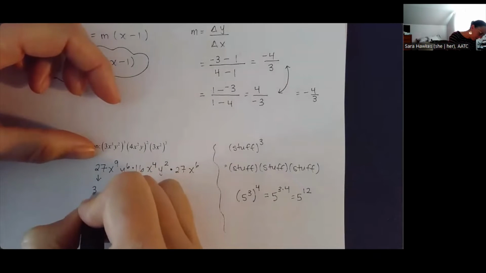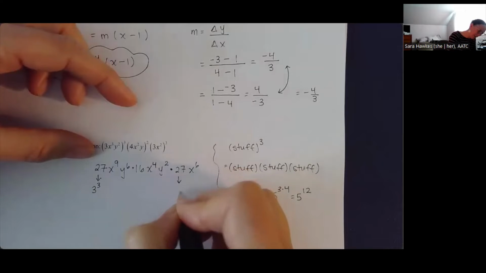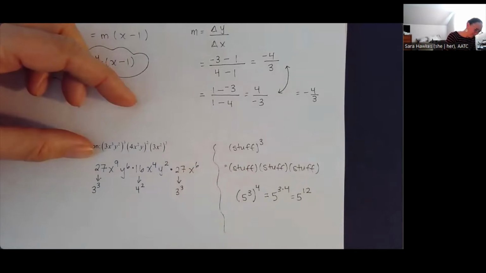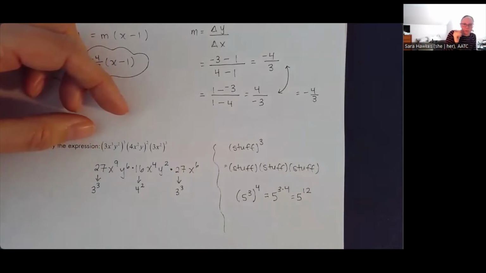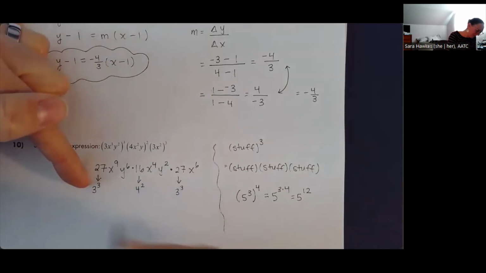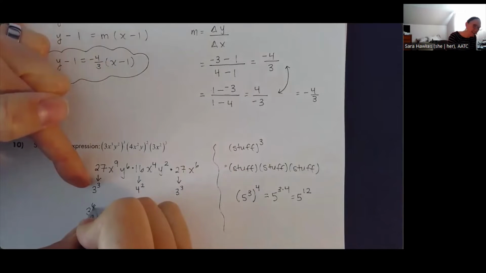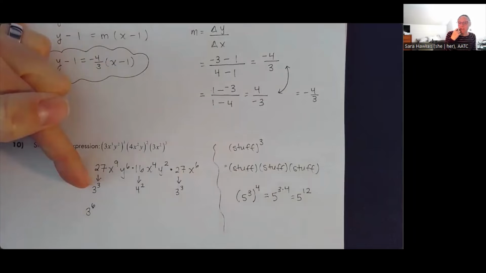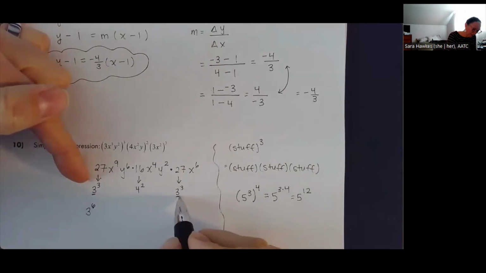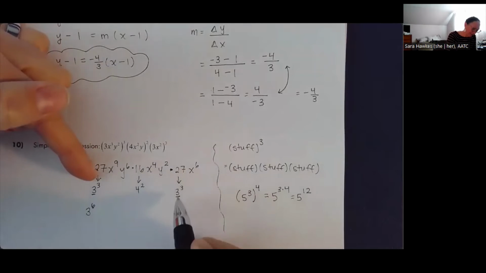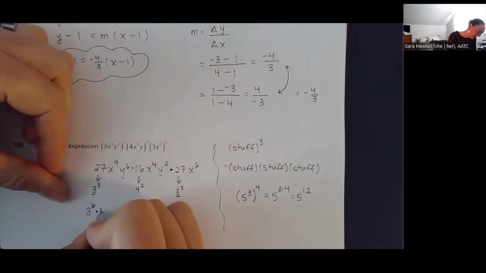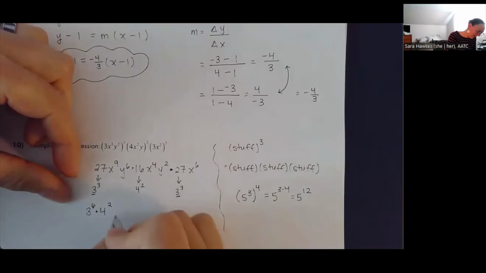So that 27 was really 3 cubed, and that was also a 3 cubed, and that 16 was a 4 squared. So if I bring all of those numbers together, 3 cubed times 3 cubed is 3 to the 6th. Again, I'm using another one of those exponent rules. 2 numbers with the same base being multiplied together means that I add the exponents. So I'd have 3 to the 6th times 4 squared.